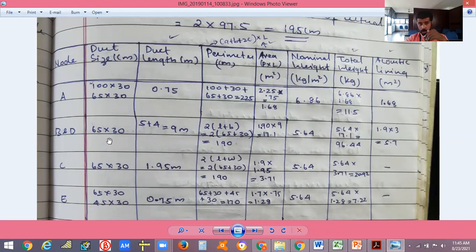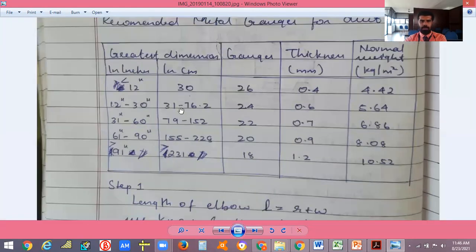It is 2 into length plus breadth. That is the formula of the perimeter. 2 into length plus breadth. What is the length? 65. What is the breadth? 30. So 2 into L plus B is equal to 190 centimeter, which means 1.9 meter. So area will be perimeter into length. So 9 into 1.9, 17.1. So nominal weight means we need to see what is the largest duct dimension. So here 65 to 30, 65 is the largest duct dimension. So 65 into 30, it comes in between 31.